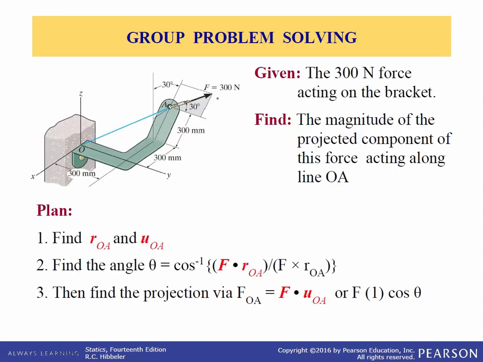Now we have this 300 Newton force acting on this bracket. Find the magnitude of the projected component of this force acting along the line OA, which is this line right here. Now note that this vector F is 30 degrees from the y-axis, and it points down into the zy plane by 30 degrees. So first we need to find the vector between A and O, and the unit vector between O and A rather. We can find the angle by using this formula here, and then we can find the projection by taking the dot product of those two.